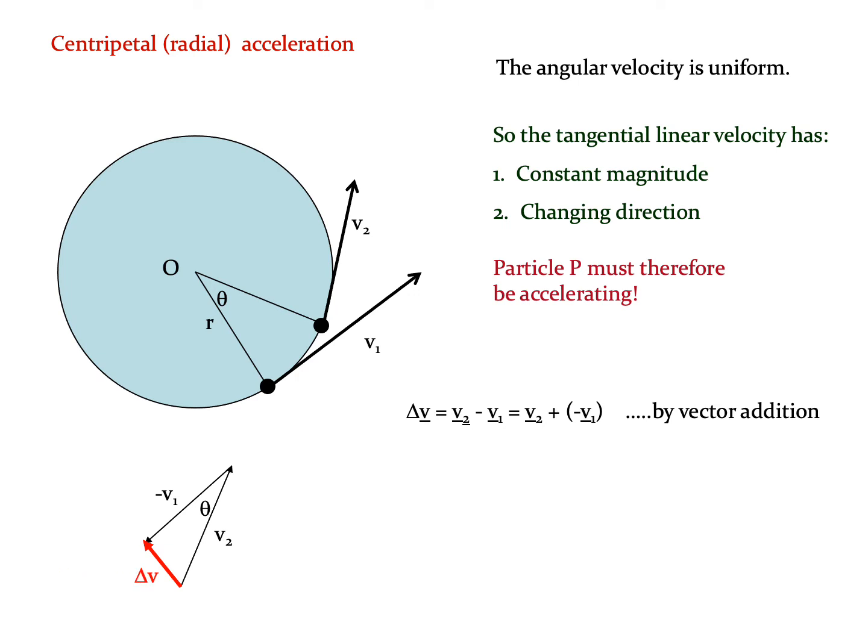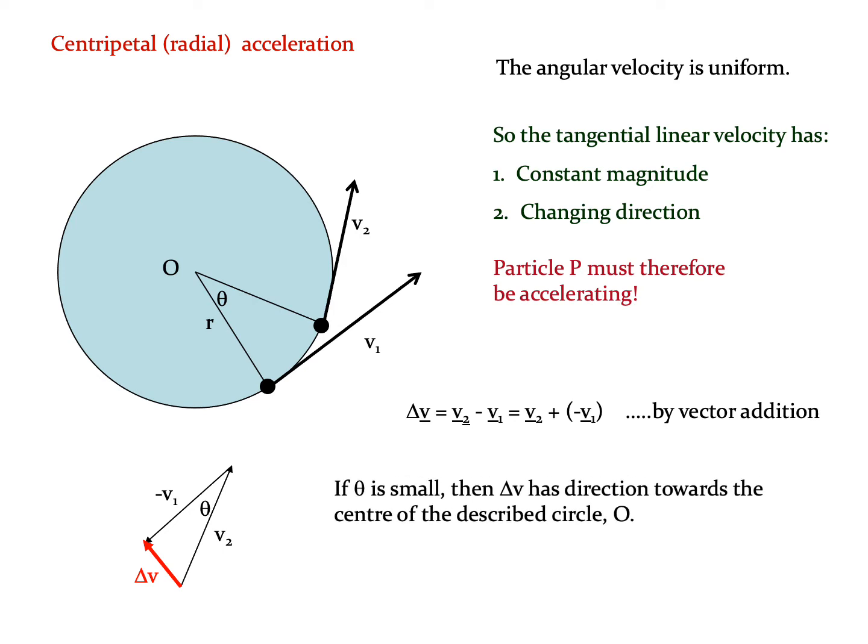Delta v then is the red vector shown. That's the resultant of adding minus v1 to v2. Now, let theta be quite small. So look at the circle diagram again, and imagine making theta smaller and smaller and smaller. Now look at the vector addition diagram, and imagine making theta smaller and smaller. That's really just the same as letting the time interval between the particle moving at v1 and then reaching v2 be a very, very small time interval.